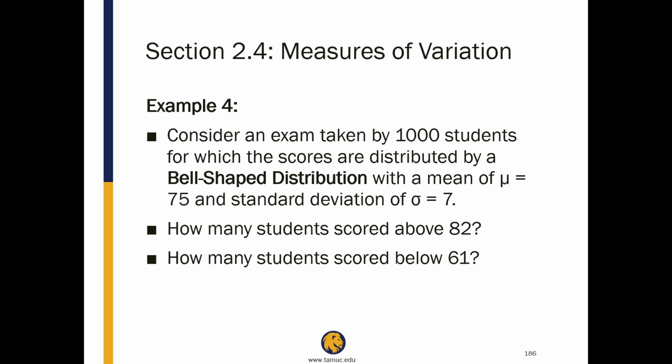So let's consider an example where we're given the mean, standard deviation, and the fact that it's along a bell-shaped distribution. It says consider an exam taken by 1,000 students. The scores are distributed with a bell-shaped distribution, mean of 75, standard deviation of 7. We're going to use that along with the empirical rule for 68, 95, 99.7 to find the percentages that score above 82 or below 61.